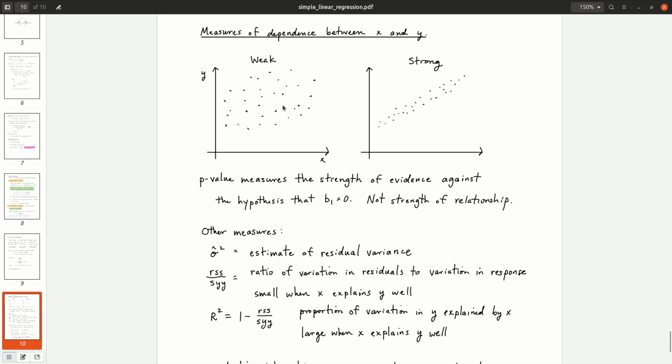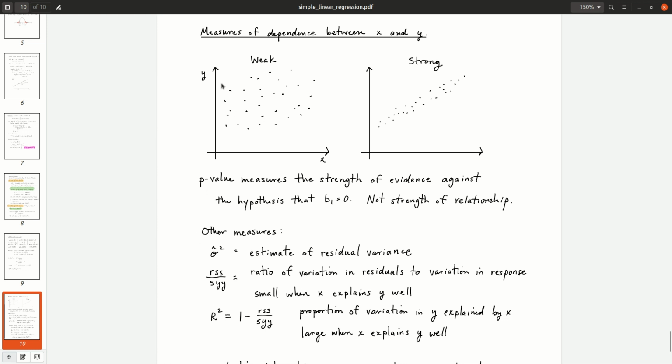But that doesn't get us quite all the way there, because we really need to measure how big the deviations are relative to how much the expected values change as a function of x. One way of doing that is with this quantity here, the ratio RSS over SYY. Remember, SYY is just the sum of the squared deviations between yi and y bar. So this is the ratio of variation in the residuals to the variation in the response.